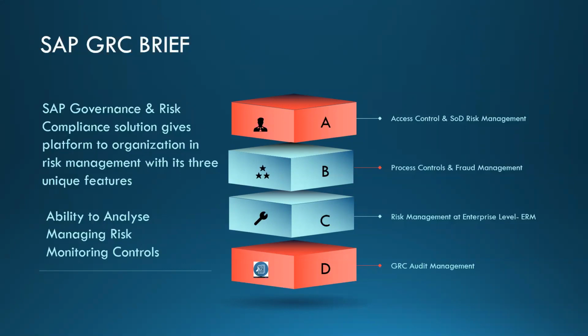When we talk about the components of GRC, the very first thing is access control and SOD risk management. Then it talks about process controls and fraud management, where the system has the functionality to trigger workflows or notify the respective process owners, or whoever is authorized to perform that control, that something has gone wrong, or some approvals are required, or there is an SOD conflict. You have to perform the control and retain the documentation around it.